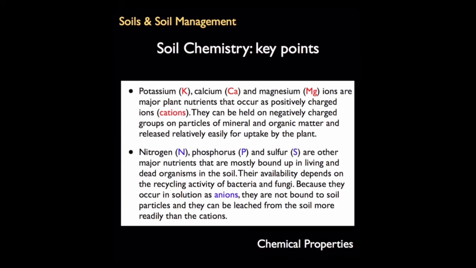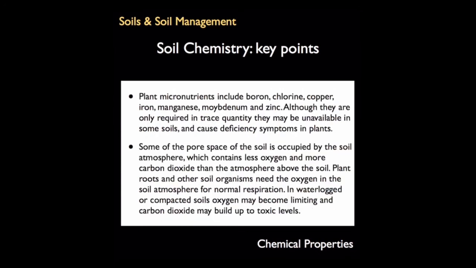Their availability depends on the recycling activity of bacteria and fungi. Because they occur in solution as anions, they are not bound to soil particles, and they can be leached from the soil more readily than the cations. Now, plant micronutrients include boron, chlorine, copper, iron, manganese, molybdenum, and zinc. Although they are only required in trace quantity, they may be unavailable in some soils and cause deficiency symptoms in plants.